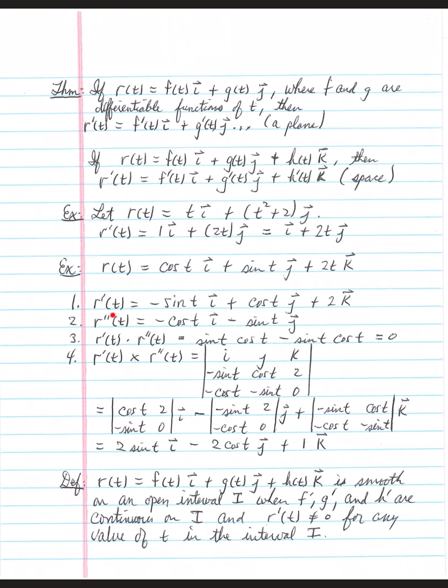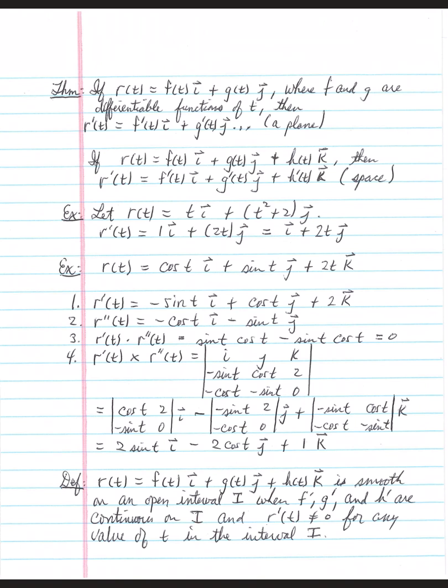If we take a second derivative, then we just take the derivative of the components from the first derivative. Derivative of negative sine t is negative cosine t. Derivative of cosine t is negative sine t. And the derivative of a constant is 0, so we lose the k vector component.